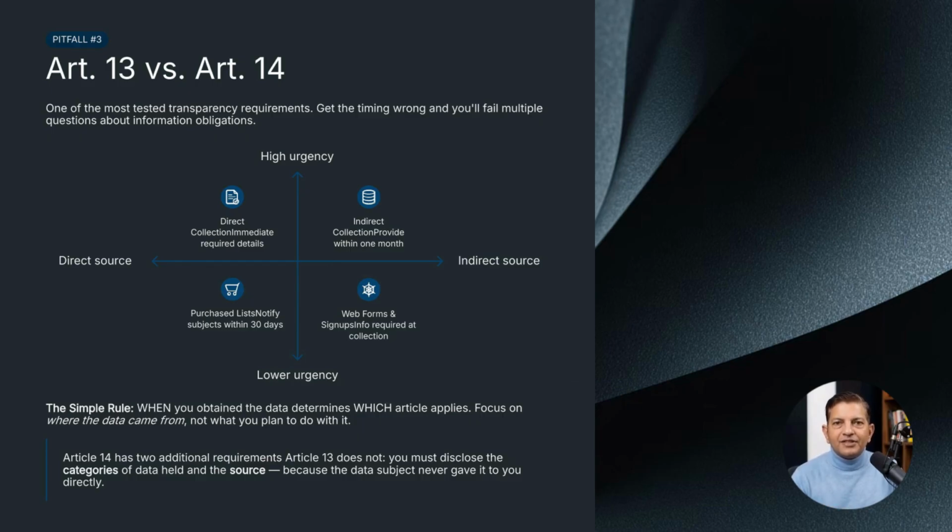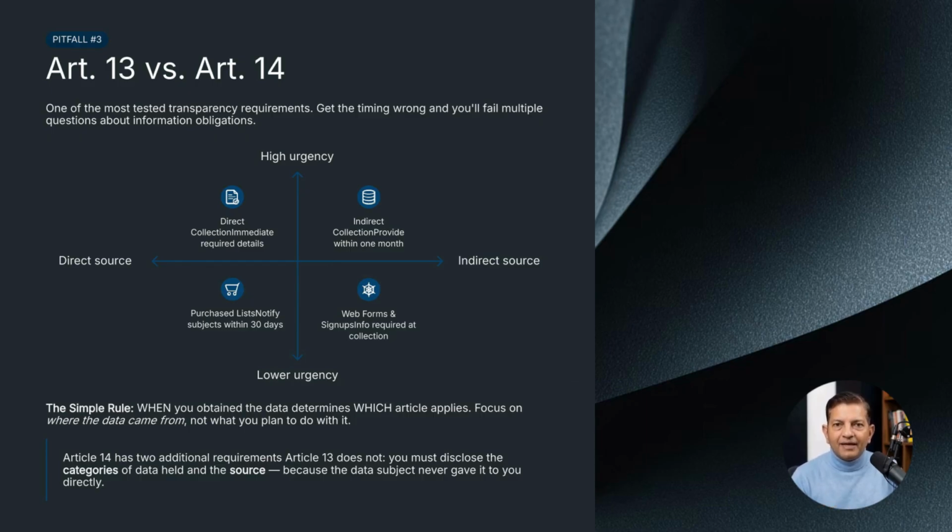This makes sense because it's indirect collection. Memory trick: direct equals at time. Article 13, direct collection, at the time of collection. Indirect equals in a month. Article 14, indirect collection, within 1 month. Plus, for indirect, you must tell them the source because they didn't give it to you directly.